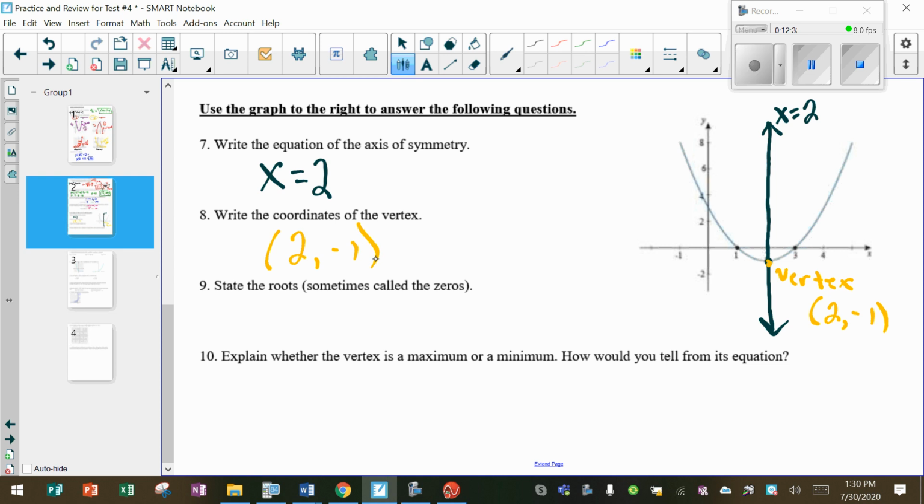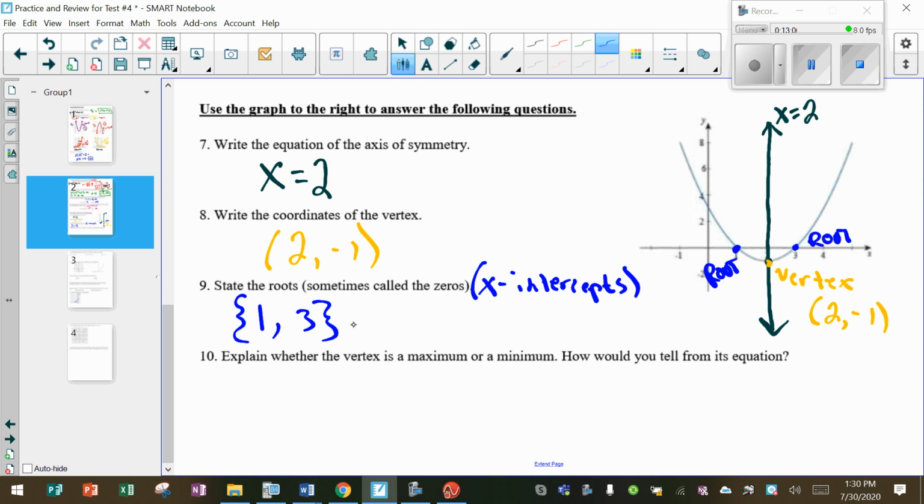Alright, state the roots, or sometimes called the zeros. The roots or the zeros are where the graph crosses the x-axis, the x-intercepts. So, where does our graph cross the x-axis? We have a root here at 1, and a root here at 3. Sometimes you'll see them written in set notation. And those are our roots, the x-intercepts.